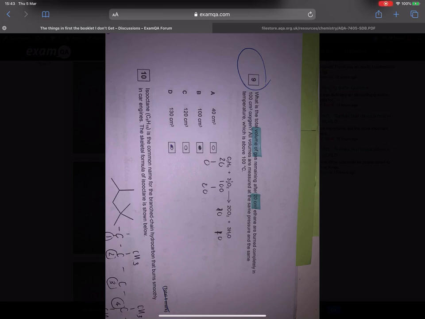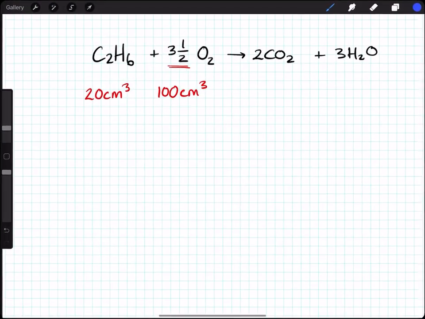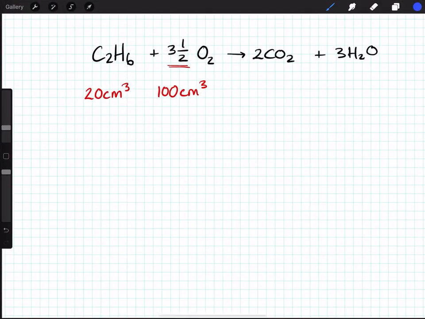Okay, so let's go on to the next question about volumes of gases. So we're reacting ethane with oxygen to make carbon dioxide and water, and they've told us that we have 20 centimeters cubed of ethane, 100 of oxygen.